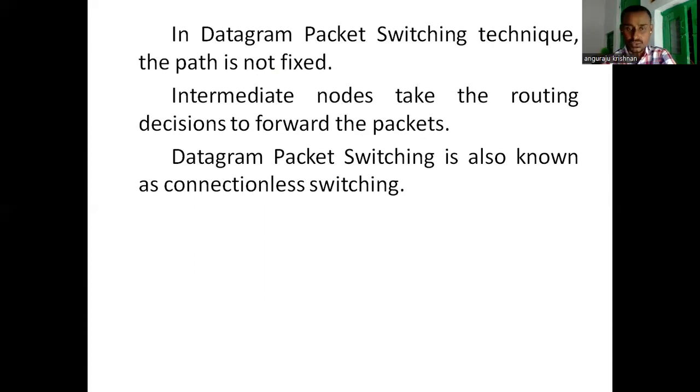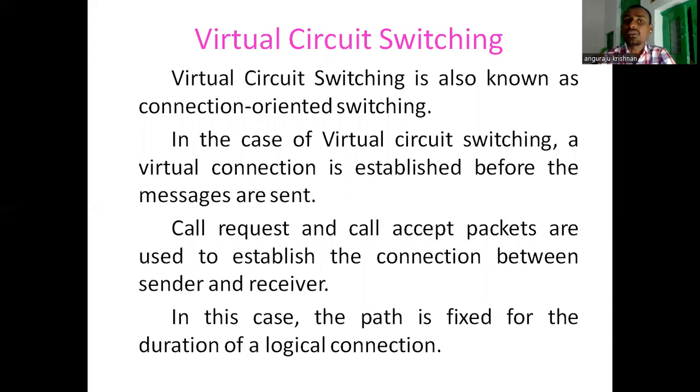Datagram packet switching is also known as connectionless packet switching, because it does not use a dedicated path between the source and destination. That's why we call it connectionless switching. The second type of packet switching is virtual circuit packet switching. Virtual circuit switching is also known as connection-oriented switching. In datagram switching, they follow connectionless service to transfer the information between the source and destination, whereas virtual circuit switching is connection oriented.